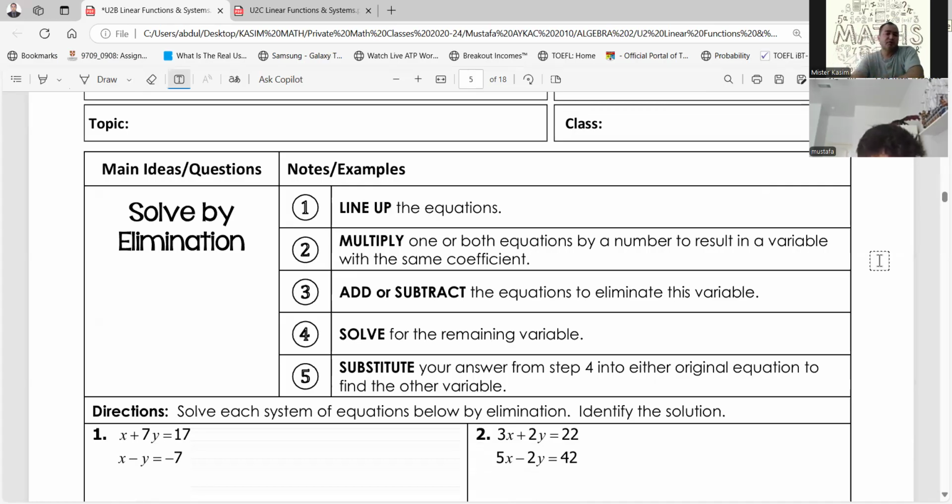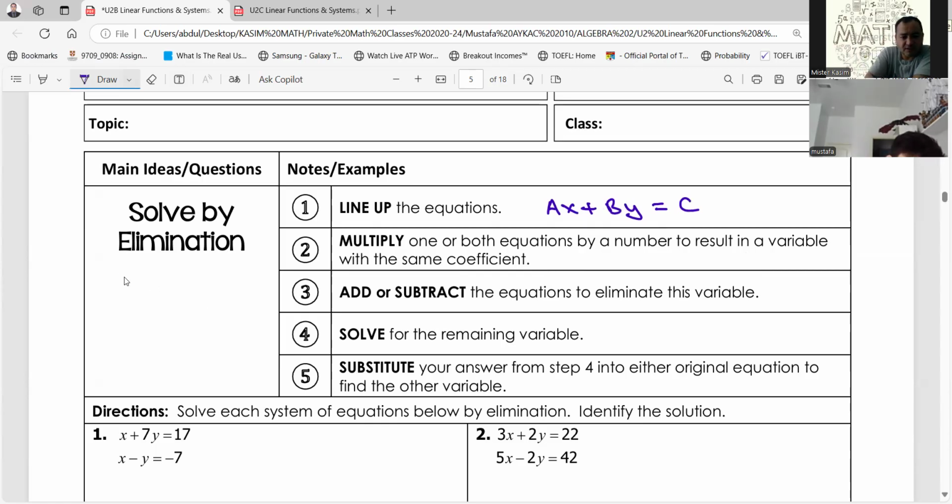And to do this, what should we do here? First, we have to line up the equations. Line up the equations means write both of them in standard form. Standard form is, what is it? ax plus by is equal to c, right? Not every time, but usually in general, we write in this form. Then we multiply one or both equations by a number to result in a variable with the same coefficient so that I can eliminate it.